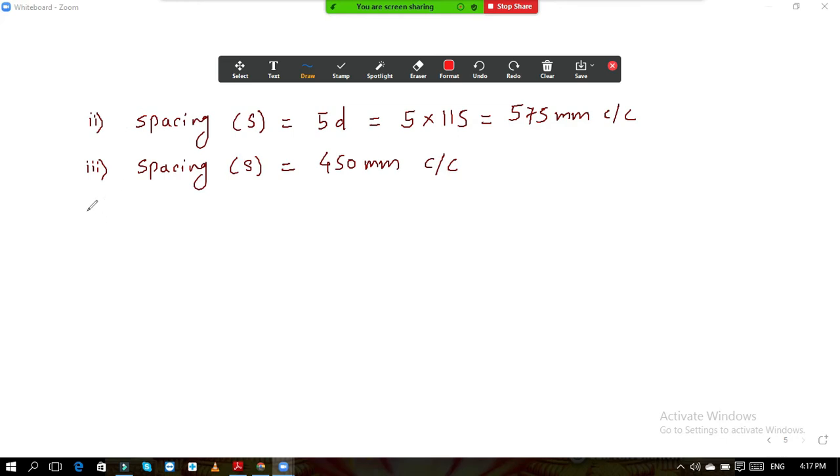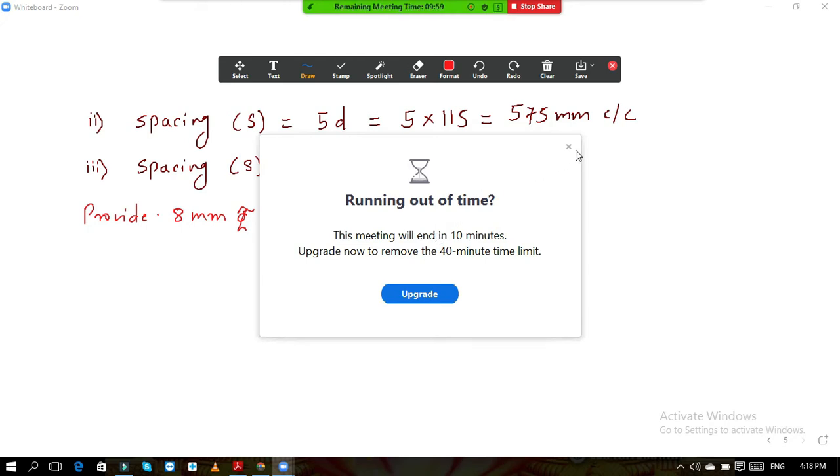So here I will write: provide 8 mm diameter bars at 250 mm center to center. This is the distribution steel. This is called distribution steel.